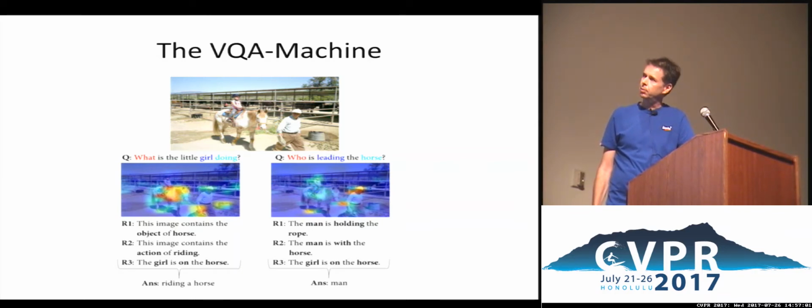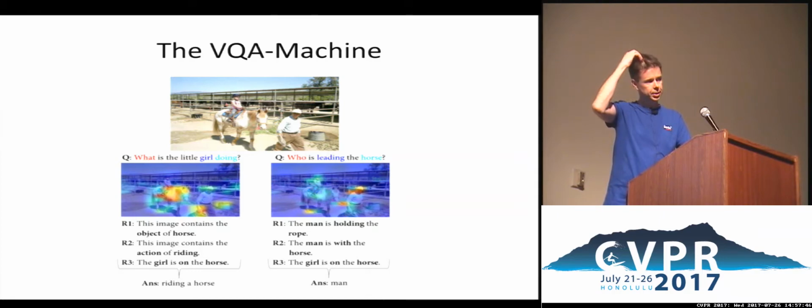The reasons that it's come up with are the information it's using, that is, the image contains the object of horse, the image contains the action of riding, the girl is on the horse, and the answer is riding a horse. The way that works is we run a whole lot of algorithms over it that detect things that we need to know in order to answer these questions. And then the method learns to use the output of those algorithms in answering questions. So when you train the method, you run those algorithms over the training data, and the LSTM learns to use, or it's more general than that, the method learns to use that information.